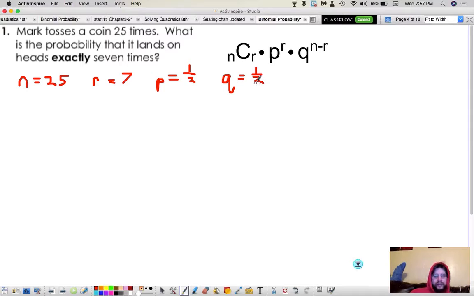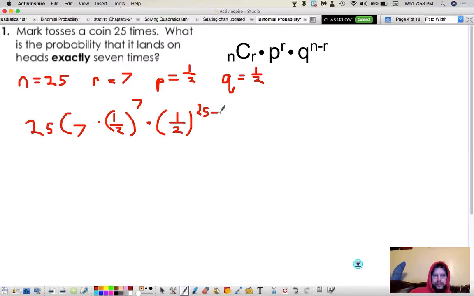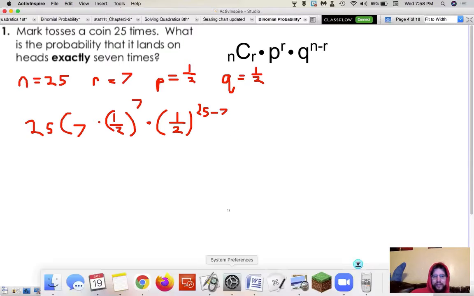Okay. So here's the formula. Just plug and chug. 25 C 7 times 1/2. I would advise putting your fractions in parentheses. As long as you format it correctly, it won't need the parentheses, but just be safe. Put the parentheses. 1/2 to the 25 minus 7. Sure, you could subtract it there, but there's no reason to think about the arithmetic. Just type it in the calculator and be done with the dang thing.